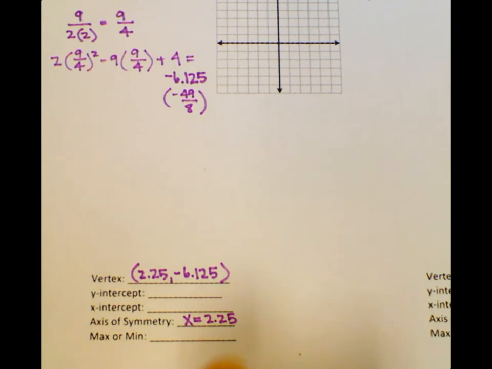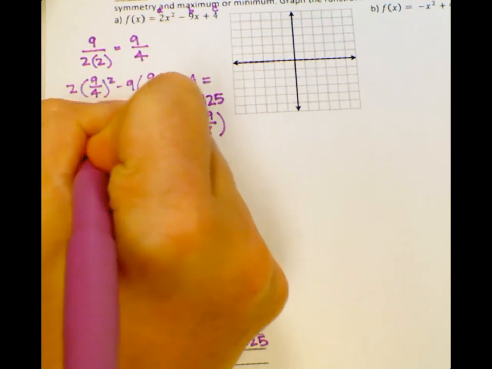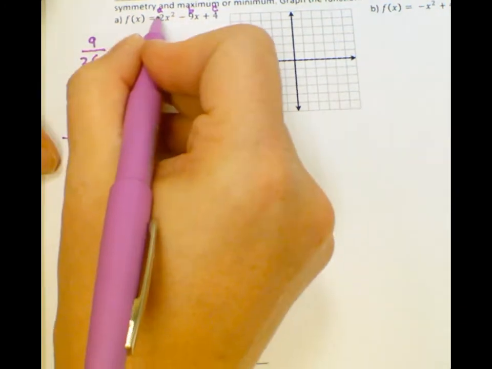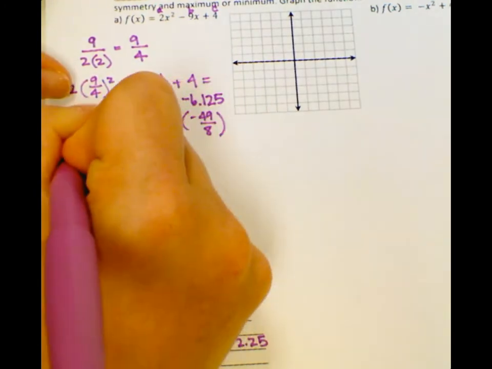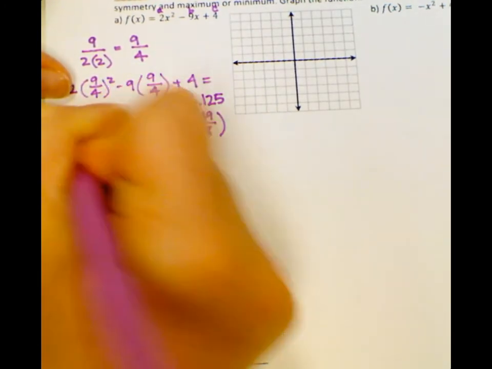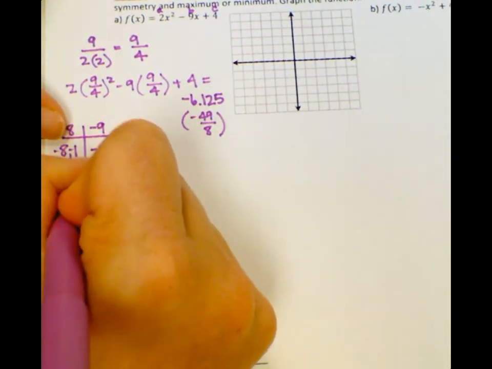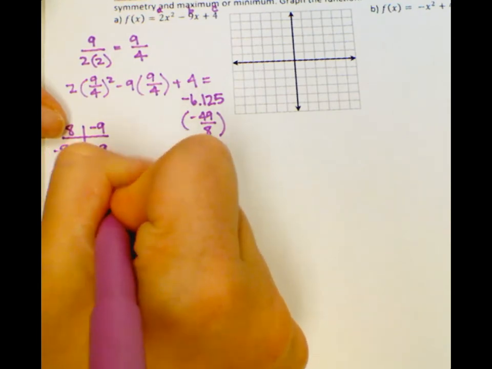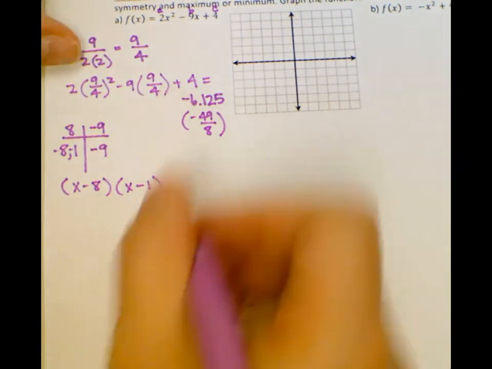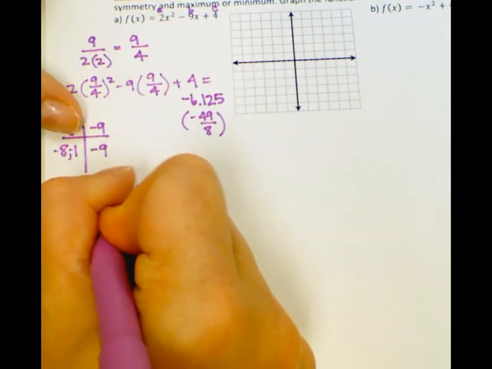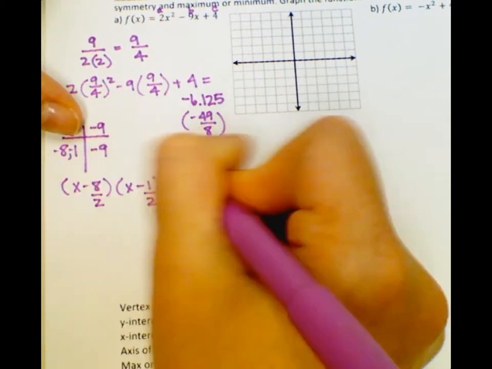Okay, now let's do the x-intercepts. So let's try to factor this. Now, this is a bump it up one. So 2 times 4 is 8, and we have negative 9. So it's probably going to be 8 and 1, probably both negative, right? Okay, so let's do our little guys: x minus 8, x minus 1. But again, this is a bump it up, so we have to take the a, and remember we divide both guys by the a. So 8 divided by 2 is 4.